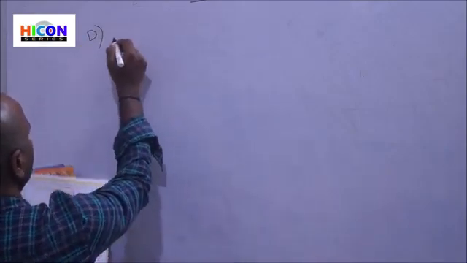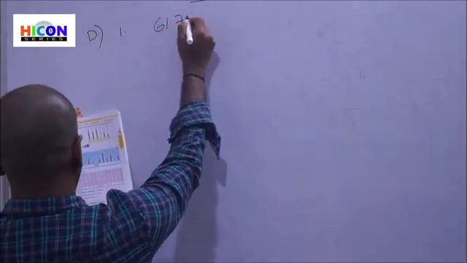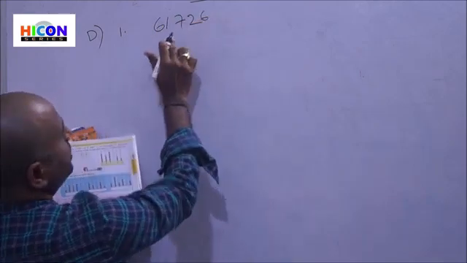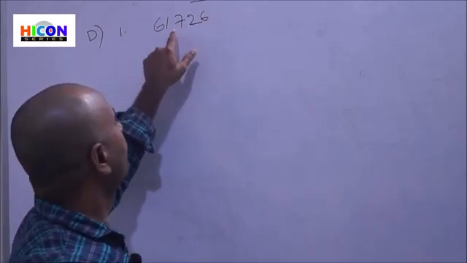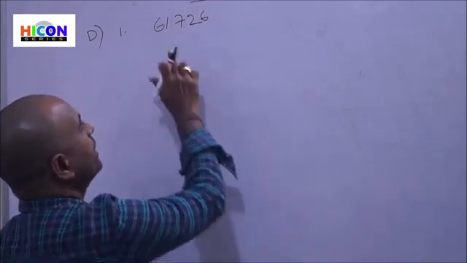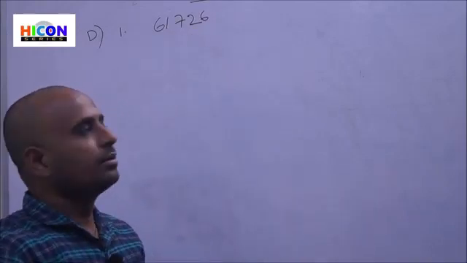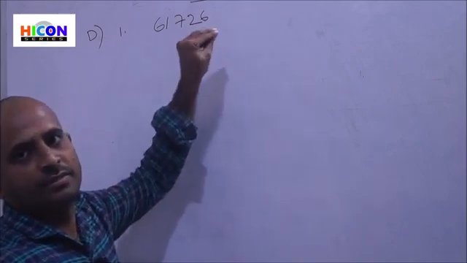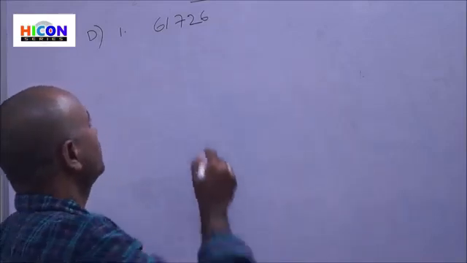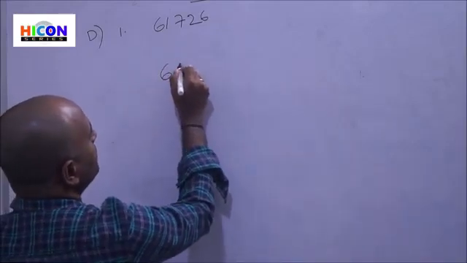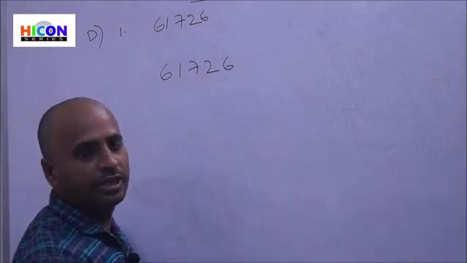The first problem has a 5-digit number given. We have to write the number name for this 5-digit number. How do we write the number name for a 5-digit number? First we have to put commas. Before putting commas, we have to draw a place value chart. The given number is 61726. This is a 5-digit number.